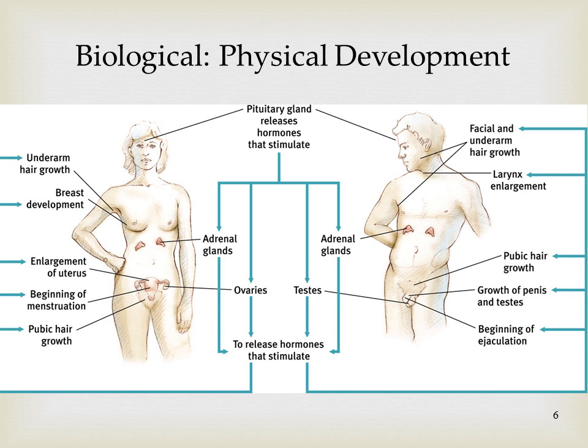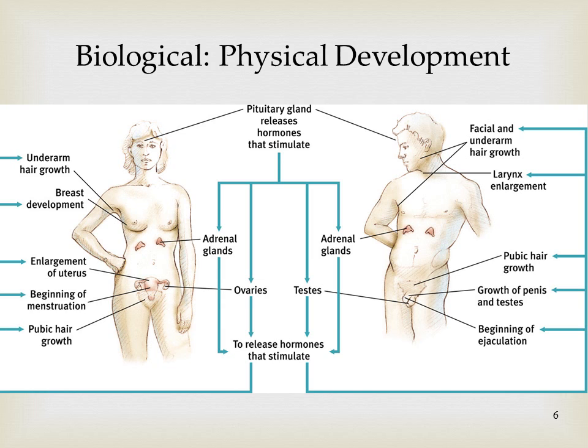Okay, so here's just a diagram of the physical development. I know this is in your textbook. Okay, for the woman, you have the underarm hair, which is a secondary sex trait. The breast development, secondary. Okay, other things, you have the pubic hair, which is also a secondary sex trait. And then you have the enlarging of the uterus, and you also have the ovaries begin to develop a little bit more mature. And then the beginning of menstruation.